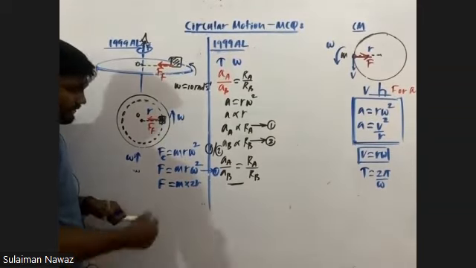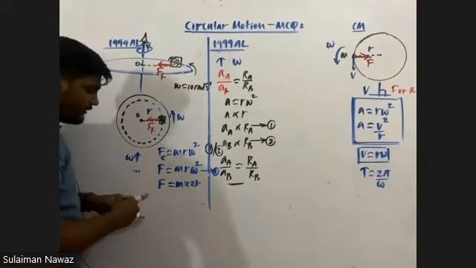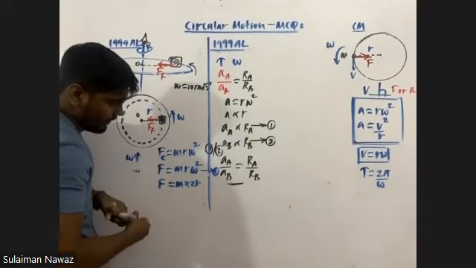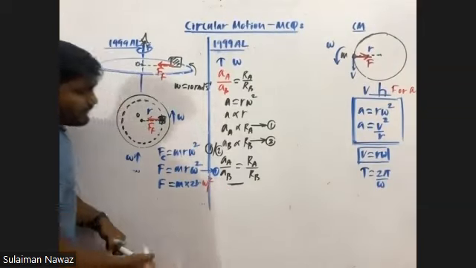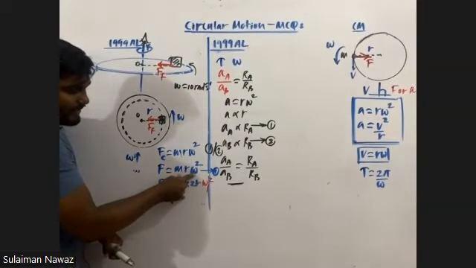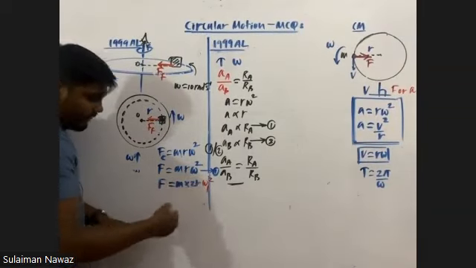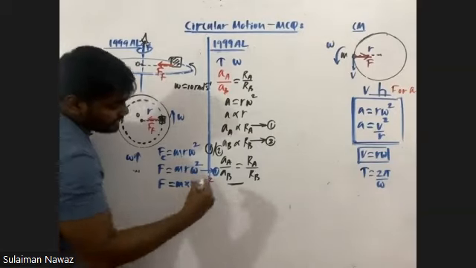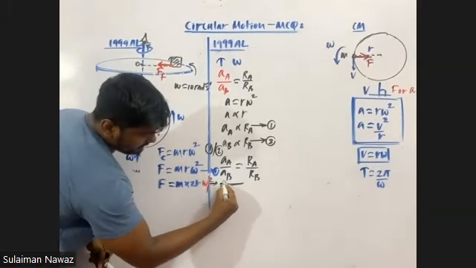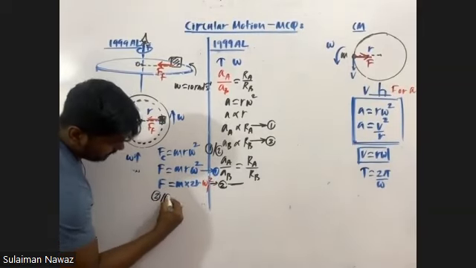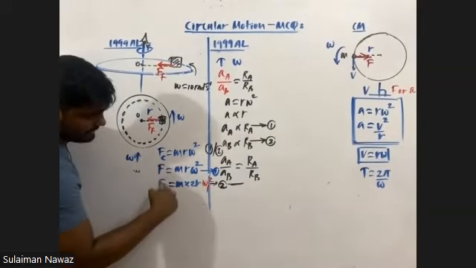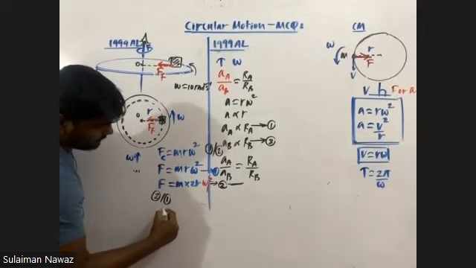Now let's say the angular velocity is omega 1. Omega 1 squared. Now you need to find omega 1 in terms of omega. If you divide equation 2 by 1, you will obtain that omega 1 squared.